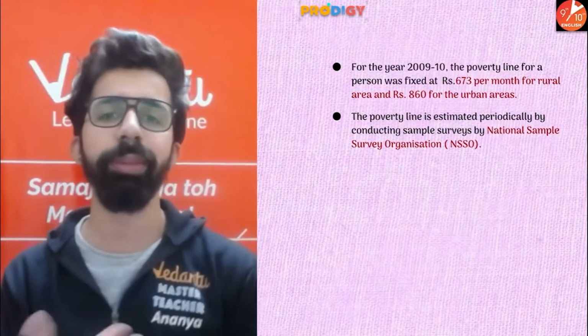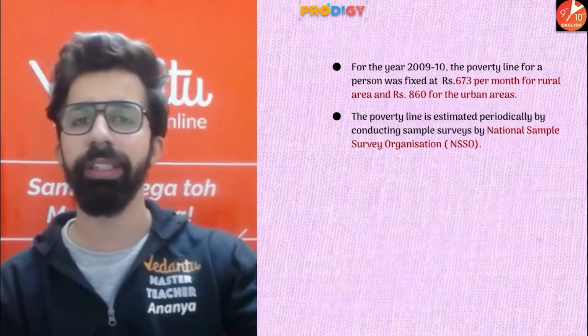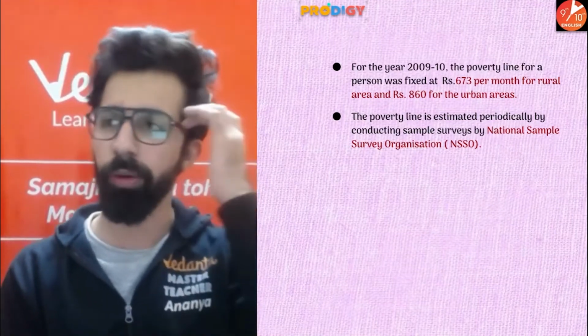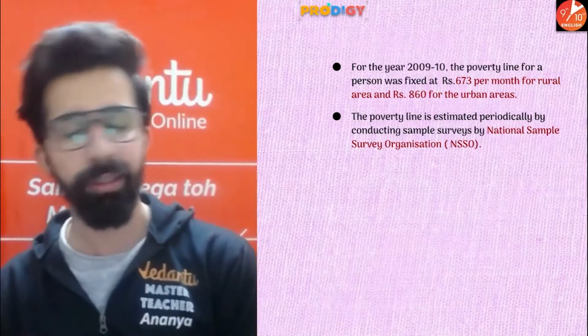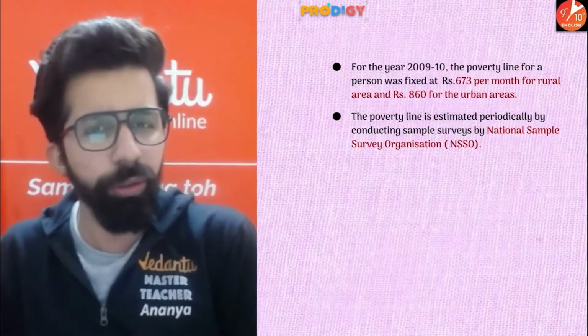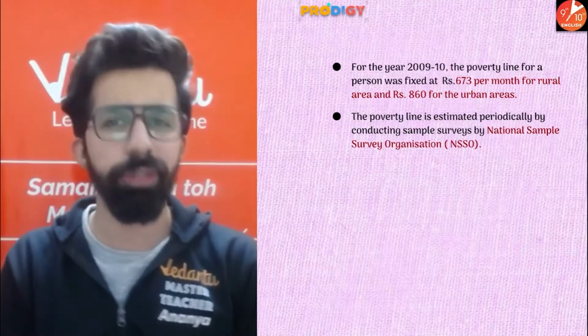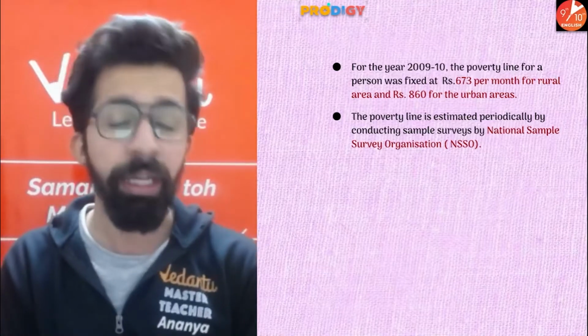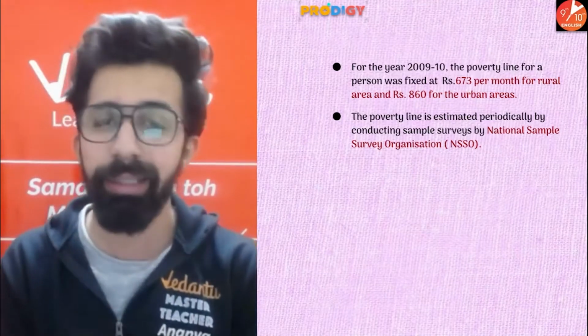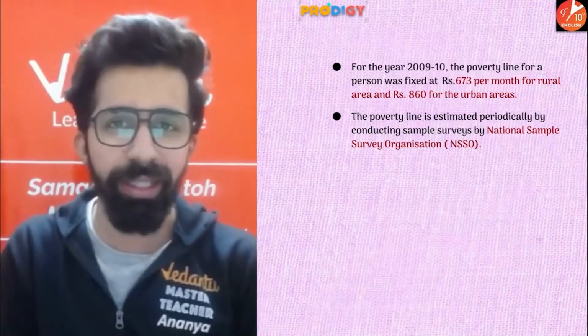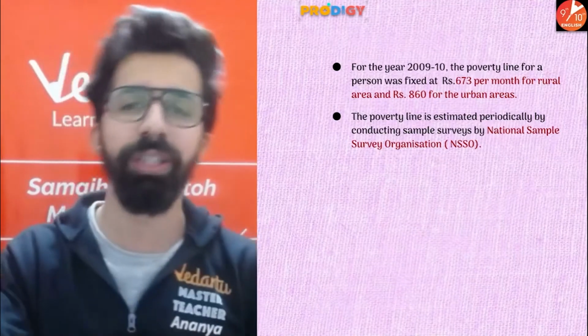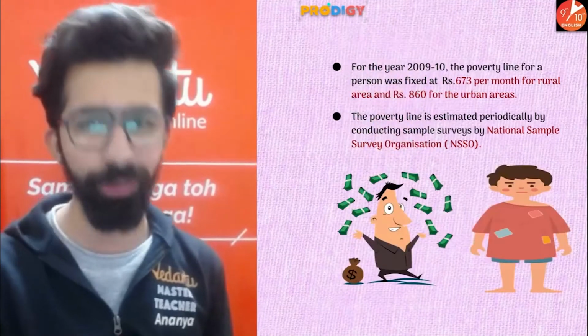So guys, the number keeps on changing. Back in the 1950s and 60s, it was different. According to the 2019-20 session, it will be different, obviously. So the number keeps on changing from time to time, from place to place. And guys, this data is given by NSSO. What is the full form of NSSO? National Sample Survey Organization. Cool?